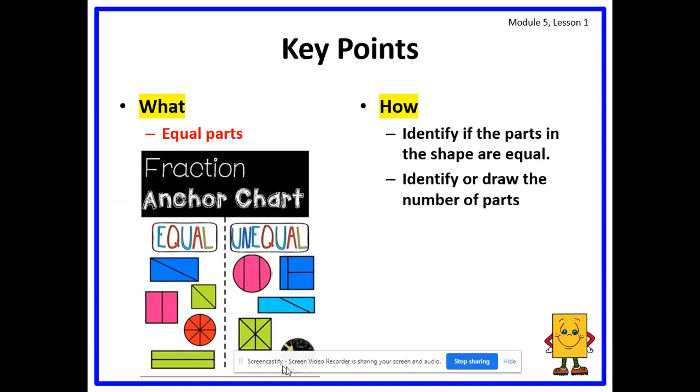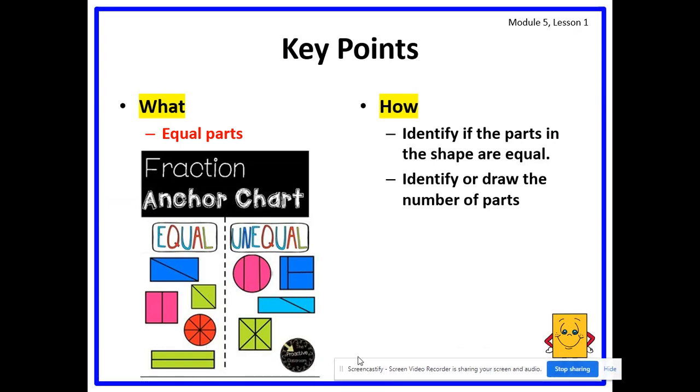Here we have our key points. And what do we need to know? Well, we just need to know what equal parts are. And for that, I have a little anchor chart right here, and it tells you these are the equal parts, and this is what unequal parts, which means not equal parts, look like. So in order for them to be equal, both sides need to be the same, or all the parts need to be the exact same size and shape as the other part for them to be equal.